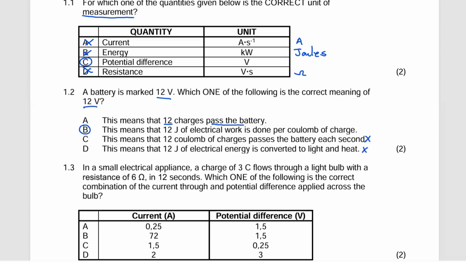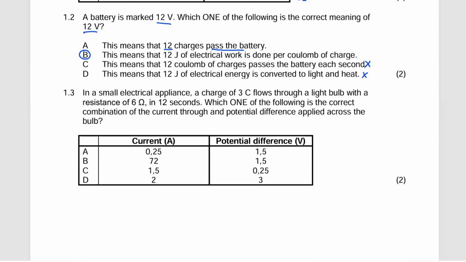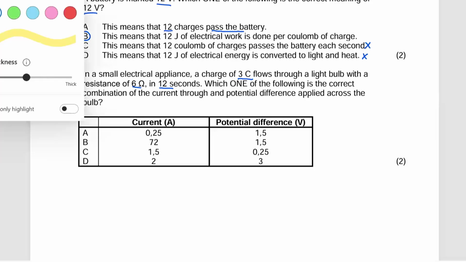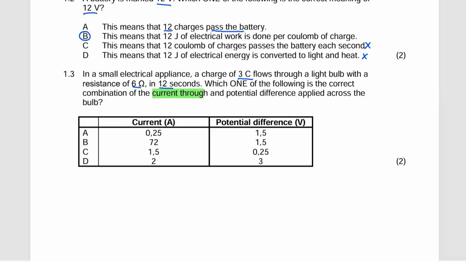This is also wrong. Then we move on to question 1.3, which reads, in a small electrical appliance, a charge of 3 coulombs. So we're given a charge of 3 coulombs flows through a light bulb with a resistance of 6 ohms, and then in 12 seconds. So we're given the resistance and the time. Then it says, which one of the following is the correct combination of the current through and potential difference applied across the bulb? So here we're looking for the current through, as well as the potential differences across the bulb.